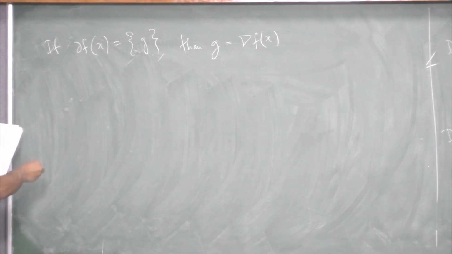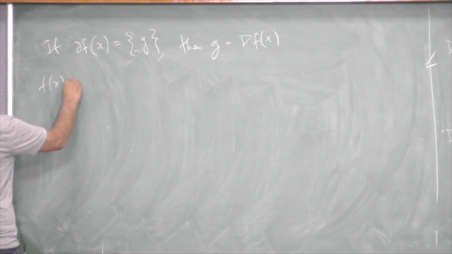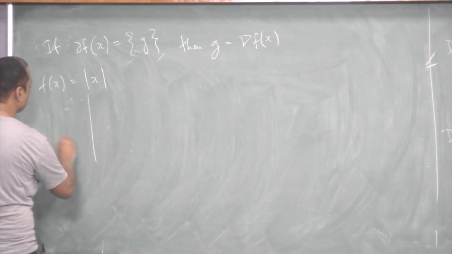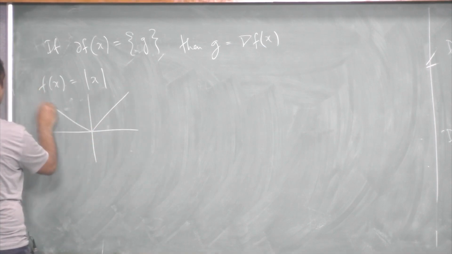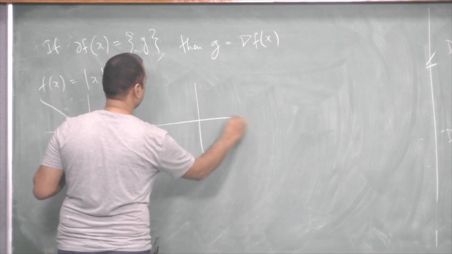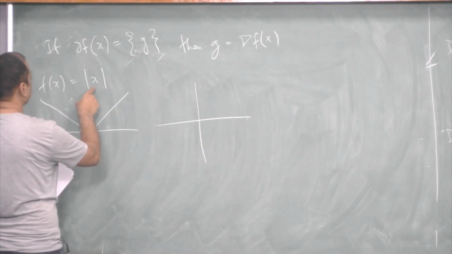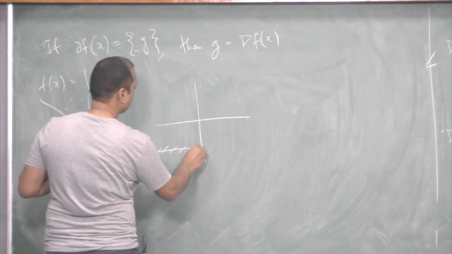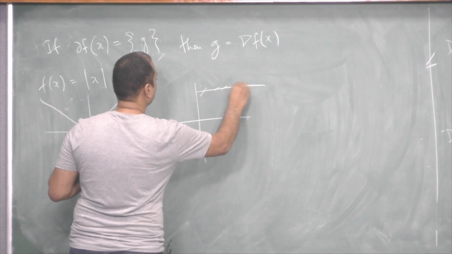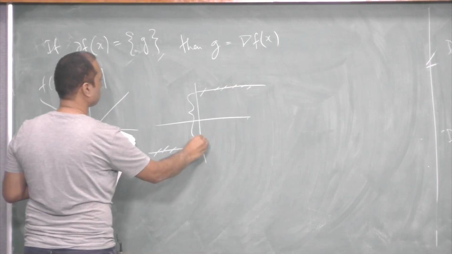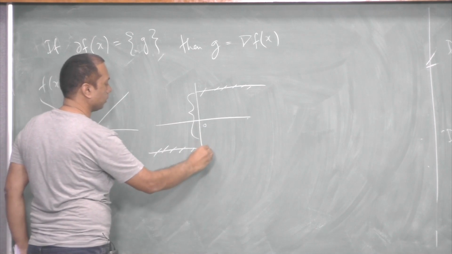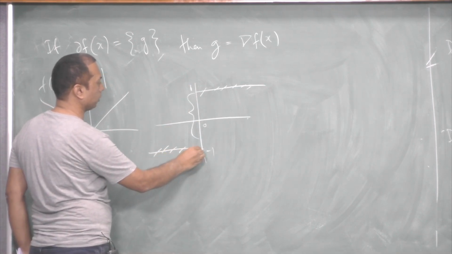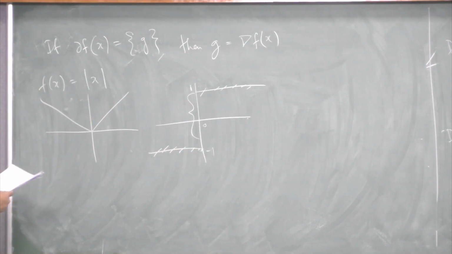So I have already given an example of f(x) equals mod x. In that case the subdifferential is defined as follows: for x less than 0 it's minus 1, and for x greater than 0 it's plus 1. At 0 it takes all the values between minus 1 and 1.